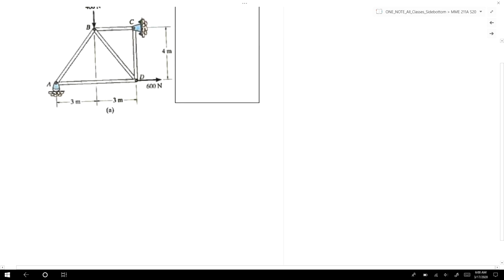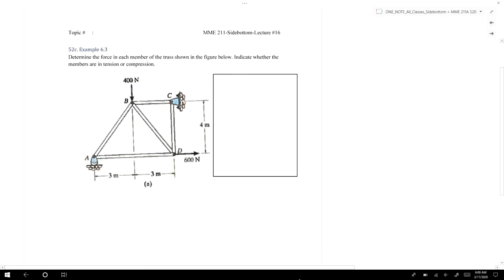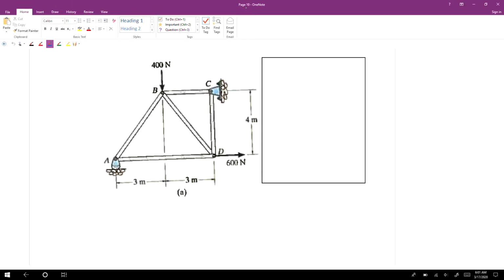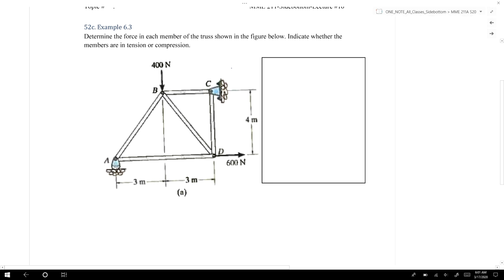All right, so this is another example problem where we're going to use the method of joints to solve for the forces within each of the members of this truss.